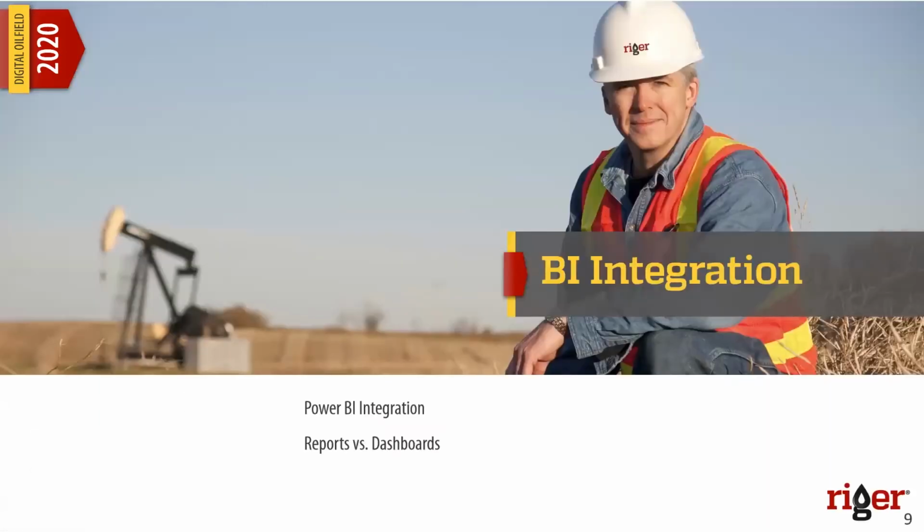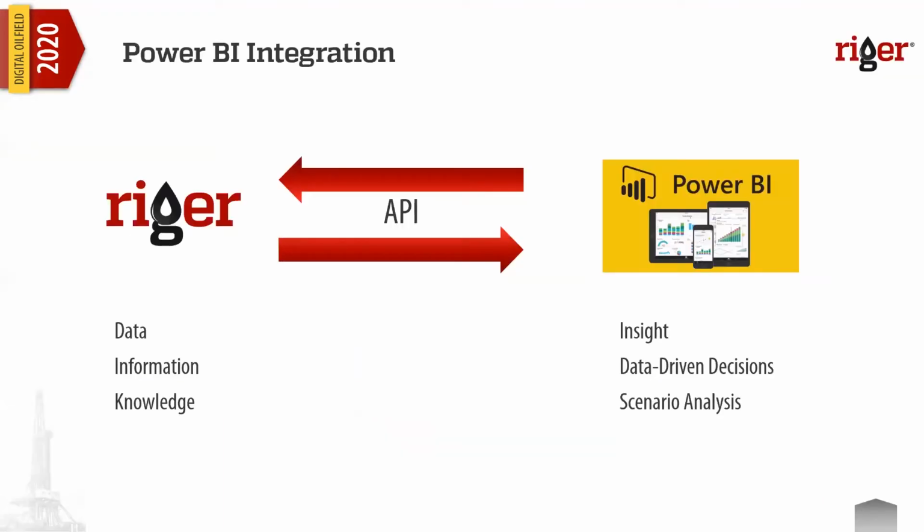Okay, so let's talk about Power BI integration. In short, we connect RigER and Power BI through an API, an application programming interface, which enables the connection between these two software solutions. In case you're running multiple applications and need to integrate them, as the first step, look for the API connectors. Another thing to keep in mind is that API is not the key to all doors, and not all applications have these connectors enabled.